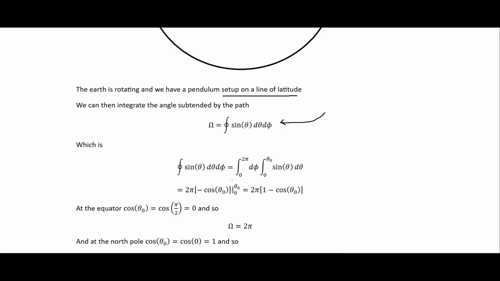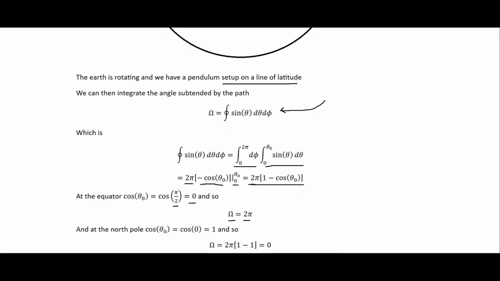And so this will be our phi here, which will just end up being 2 pi, and then we have the integral for our theta angle here, and so we end up with this 2 pi times this negative cosine of theta sub naught, evaluated at 0 and theta sub naught, which gives us this right here. So at the equator, we would have theta equal pi over 2, and cosine of pi over 2 is 0, and so that would be 2 pi right there. So our omega would be 2 pi.